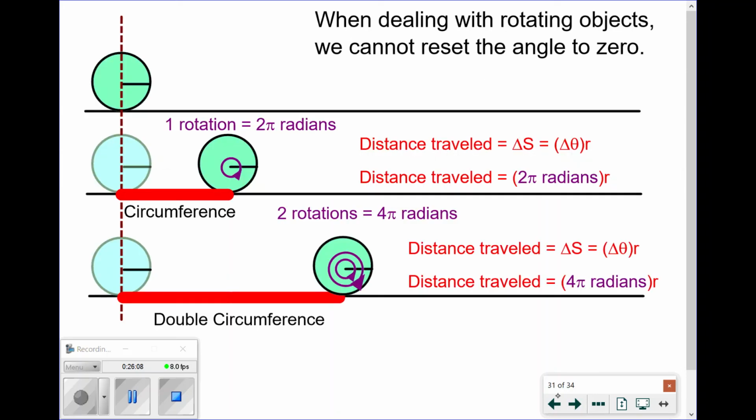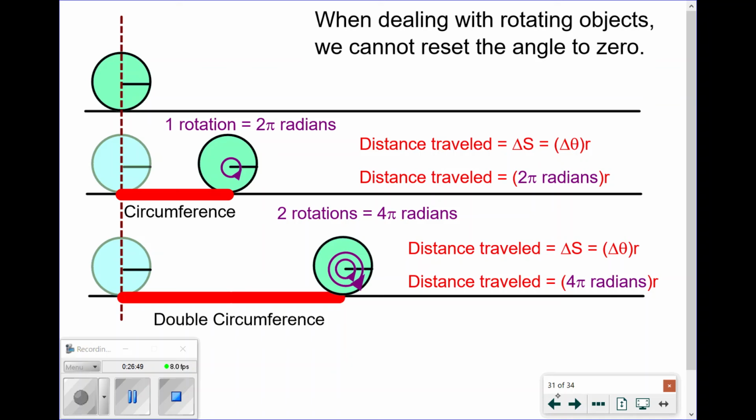If I have a wheel that rotates one time, it rotates 2 pi radians, and it will travel a distance that is the circumference, which is 2 pi radians times the radius. That's not the same thing as standing still. There has been a tangential change. If I roll 2 times, I go further. Now I go 4 pi radians times the radius, double the circumference. So we can't ever reset for the very simple reason there's going to be other aspects that will not repeat out.